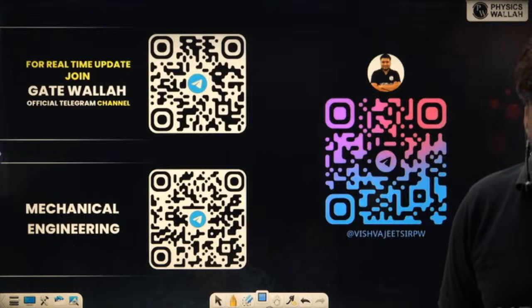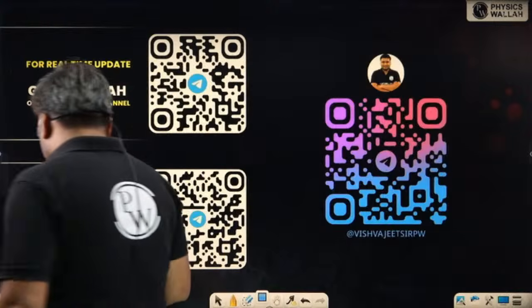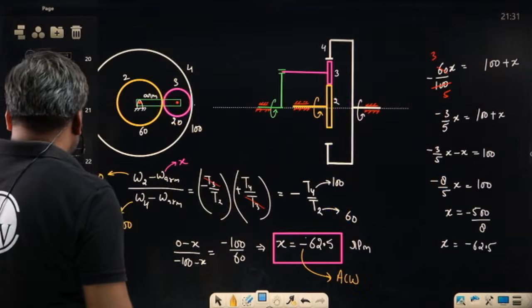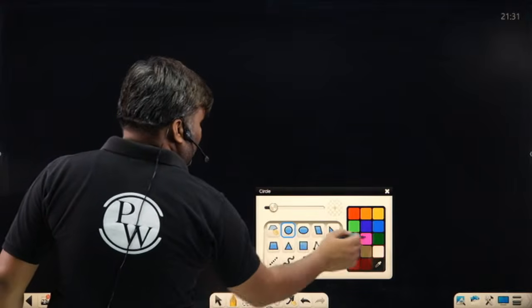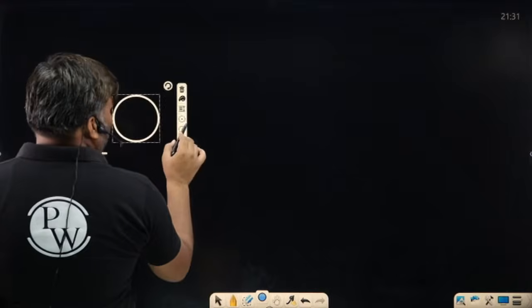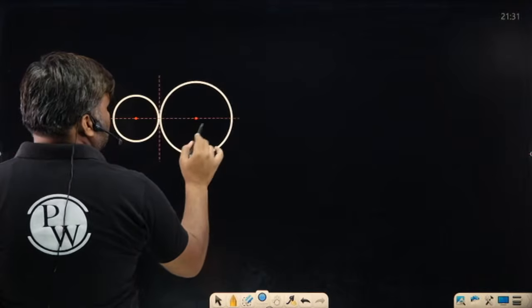Sir, please explain the diagram drawn by you. Diagram में what you are asking, student का पूछना है sir, what is the meaning of external gear? First of all, external gear का मतलब होता है one gear is driving another gear like this.